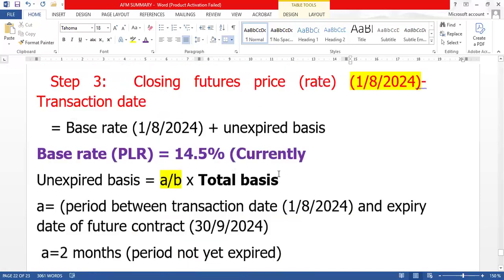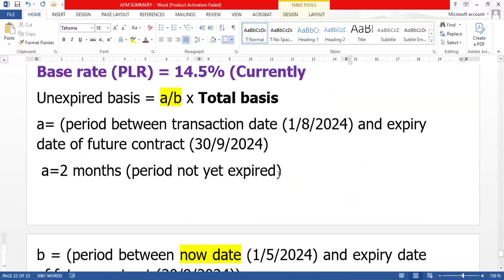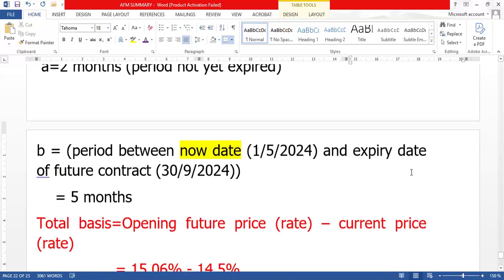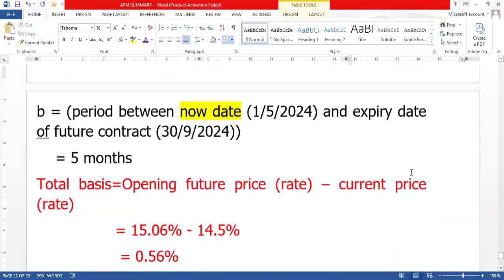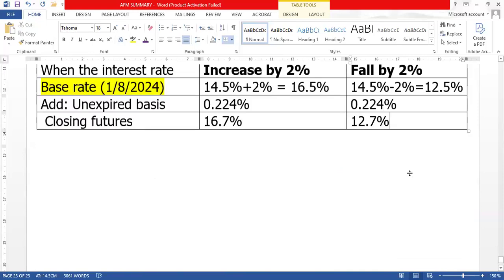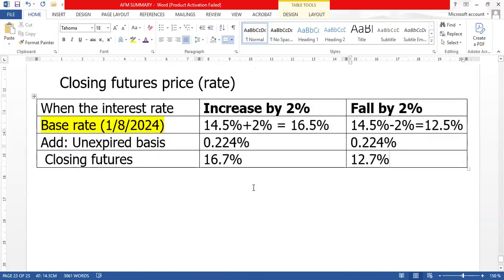I don't know whether you have a question here. If you have a question, you ask. The problem is how to get closing futures. Once you master how to get closing futures, then other things will be really very, very easy. So once you have this, you can close now.